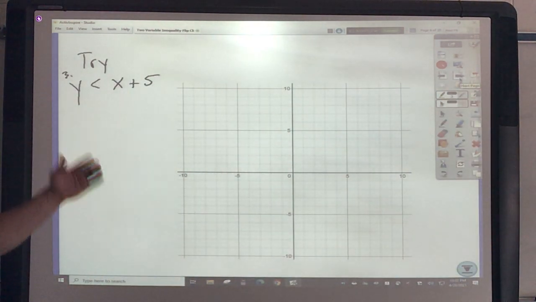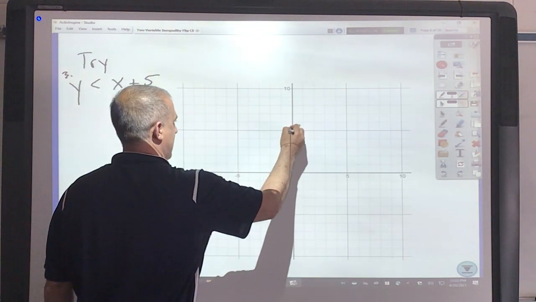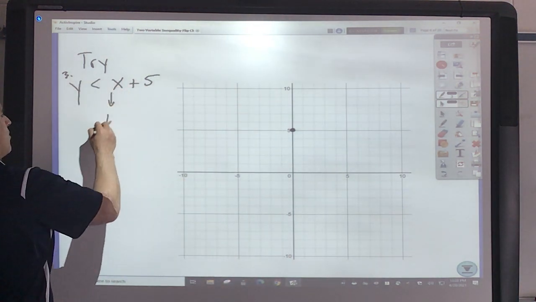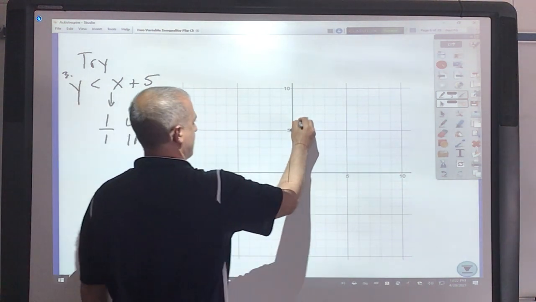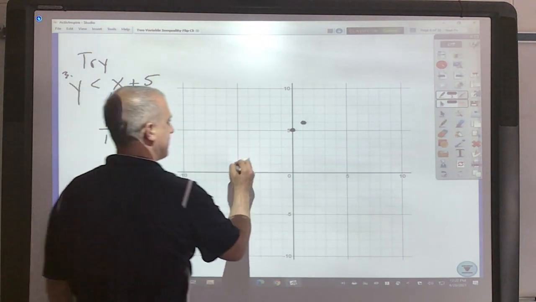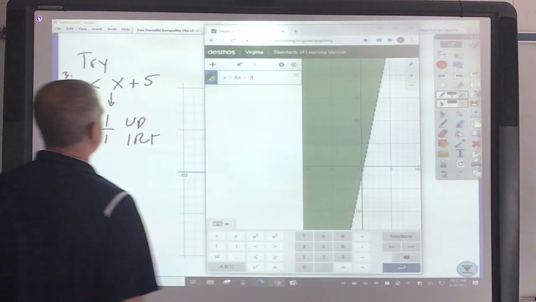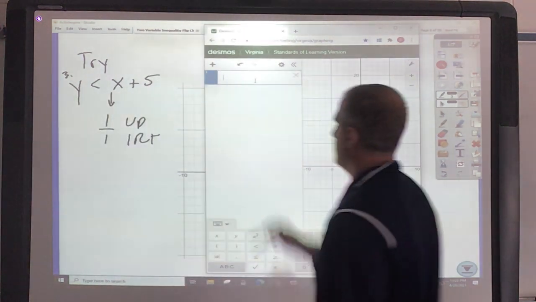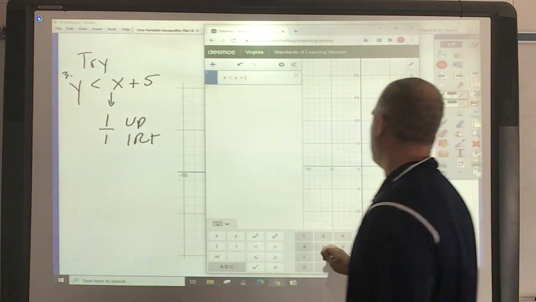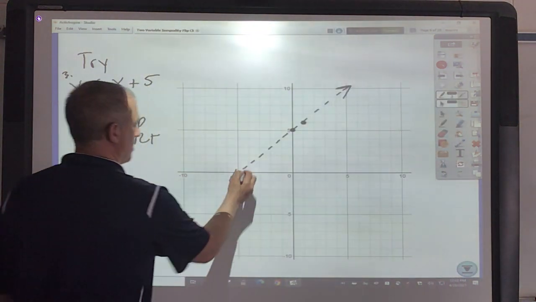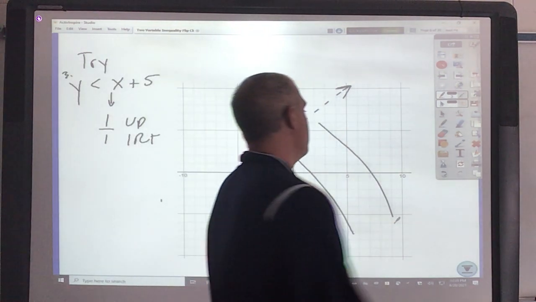Next one, go ahead and pause and then go ahead and work on this. Okay, my y-intercept is 5 again, okay? This would be 1 over 1, so 1 up, 1 right. And since there's no line underneath of it, it is a dashed line, okay? So I got y is less than x plus 5. And I see the shading is below, okay? And that would be my answer, okay?